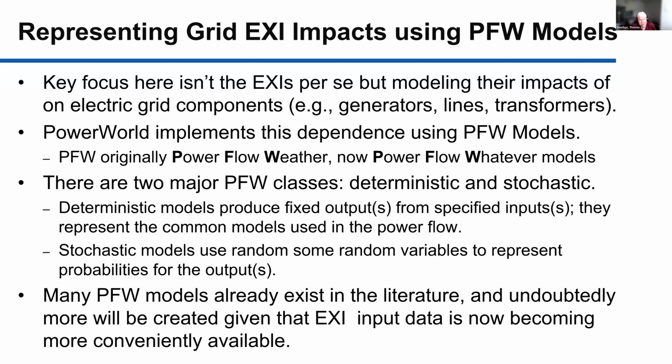There are two classes of these. There's the deterministic ones and there's the stochastic ones. As we got started on this work, we dealt with the deterministic ones. For example, the output of a wind turbine is deterministic in that you can say a particular wind speed at the hub height is going to produce this maximum power output. That's deterministic. The stochastic ones use some random variables to represent probabilities for the output. So that is going to be the focus of the presentation here. So I've got a model in which the model embeds within it at least one random variable.